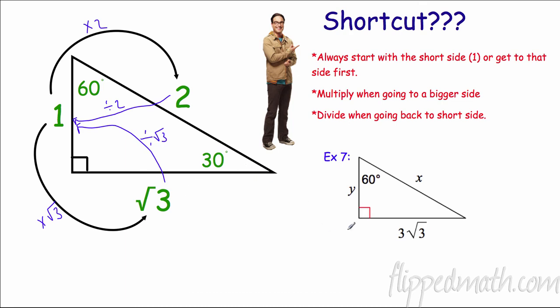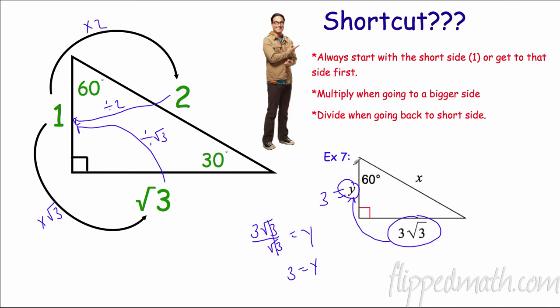Let's take a look here. So I have the middle side. I said always start by getting the short side first. So here's the short side. To go from a bigger side to a smaller side, I divide. So I'm going to divide by what is across from 60. Across from 60 is always radical 3. So I'm going to divide by radical 3. So 3 radical 3 divided by radical 3, these cancel, and I have y is 3.